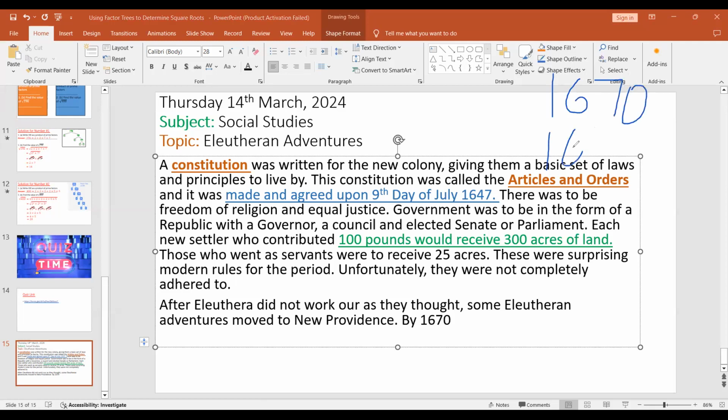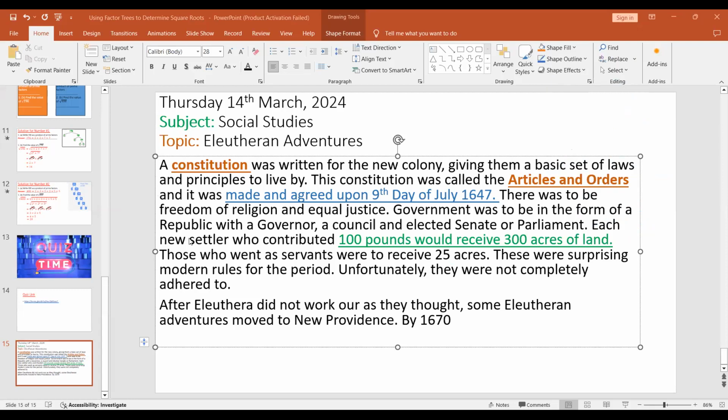That's when they set sail to go to Eleuthera. And obviously they had the shipwreck and all that, which happened in 1648. So 1648 to 1670 is 22 years, right? I mean, 22 years is a long time. That's over two decades. But after only two years, it was like, you know what, we need to go.